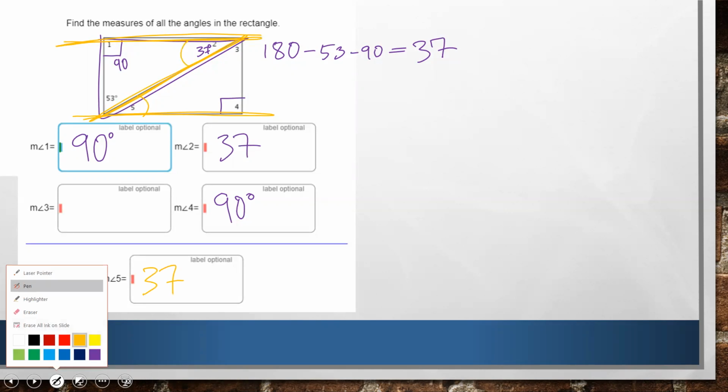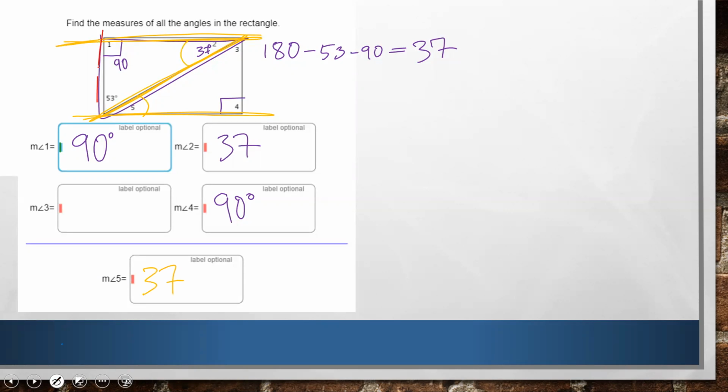Now, if we applied that logic to my vertical sides, if I said, hey, this line is parallel to this line, and this still makes a transversal, then that would mean angle 3 was congruent to this 53-degree angle. So angle 3 is 53 degrees.